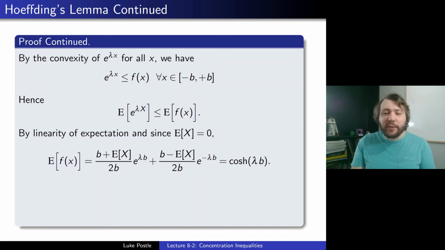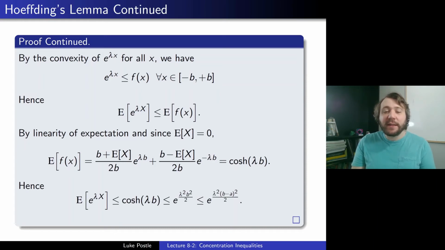And what does that give you? Well, b over 2b is a half, so we get e to the lambda b, and we get e to the negative lambda b, and also over a half. So that's the cosh of lambda b. And hence, we get that the expectation of e to the lambda x is at most the cosh of lambda b, which is at most e to the lambda squared b squared over 2 by the analysis we did before. And so then this is at most e to the lambda squared (b minus a) squared over 2, since b minus a is at least b. And then that concludes the proof.